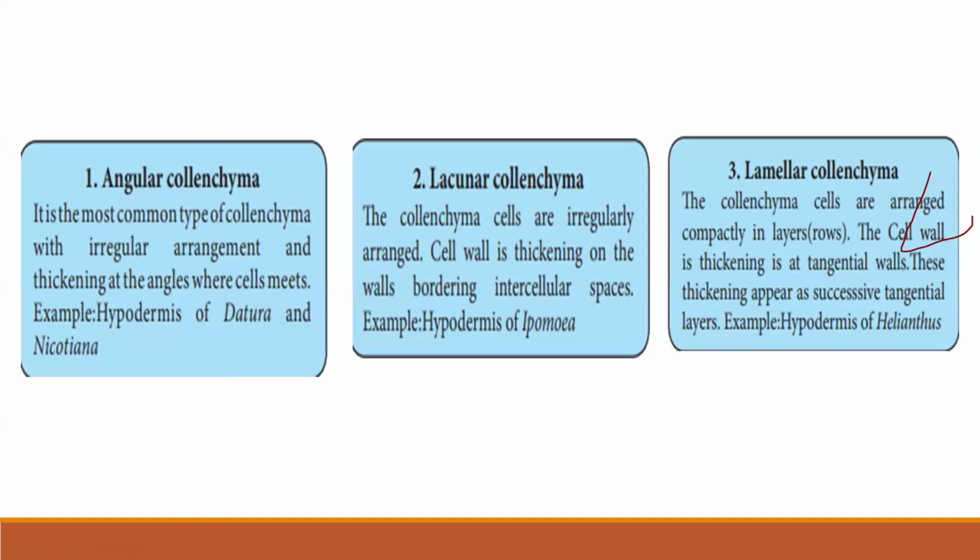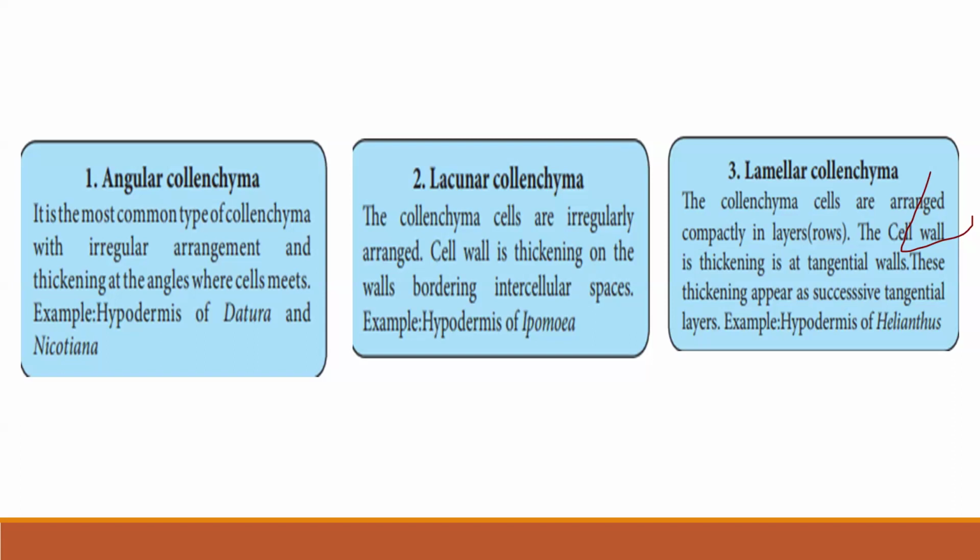Example is hypodermis of hypomia. In hypomia, the lacunar thickenings are seen. Next one is the lamellar parenchyma. Lamellar parenchyma means here the parenchyma cells are arranged compactly, without intercellular spaces, and here in the form of rows.